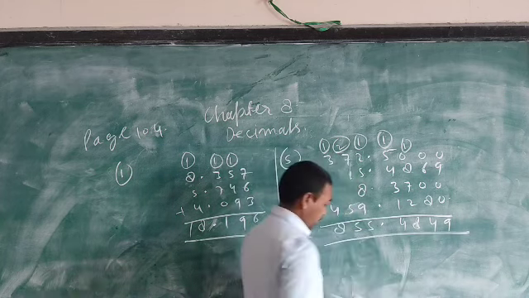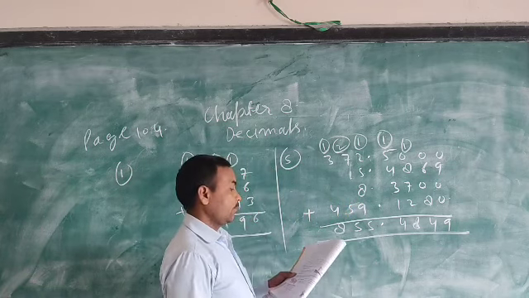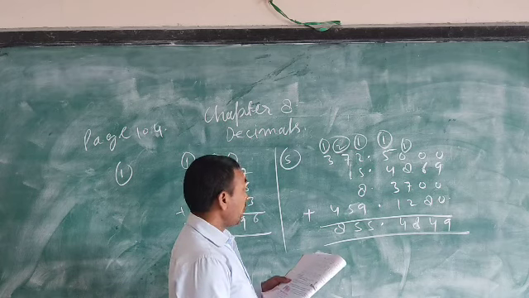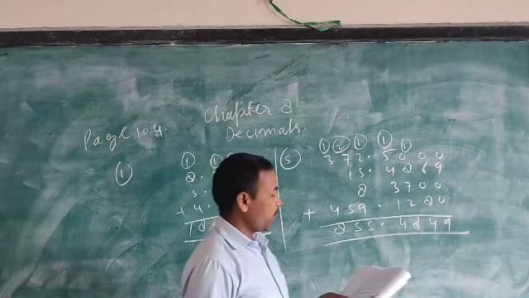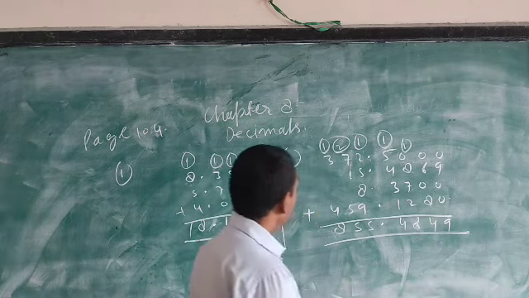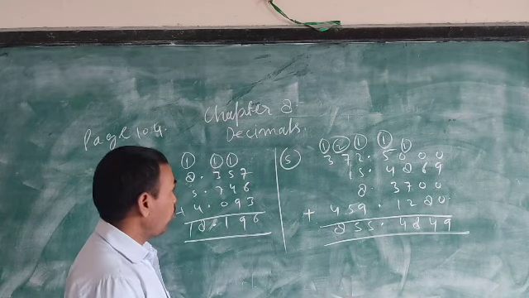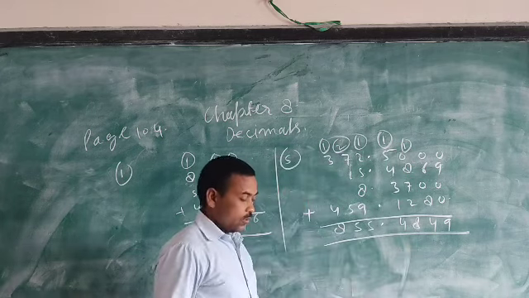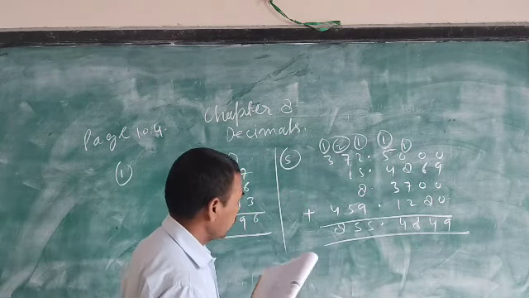So 855.4849. I hope you understand how to balance and add.